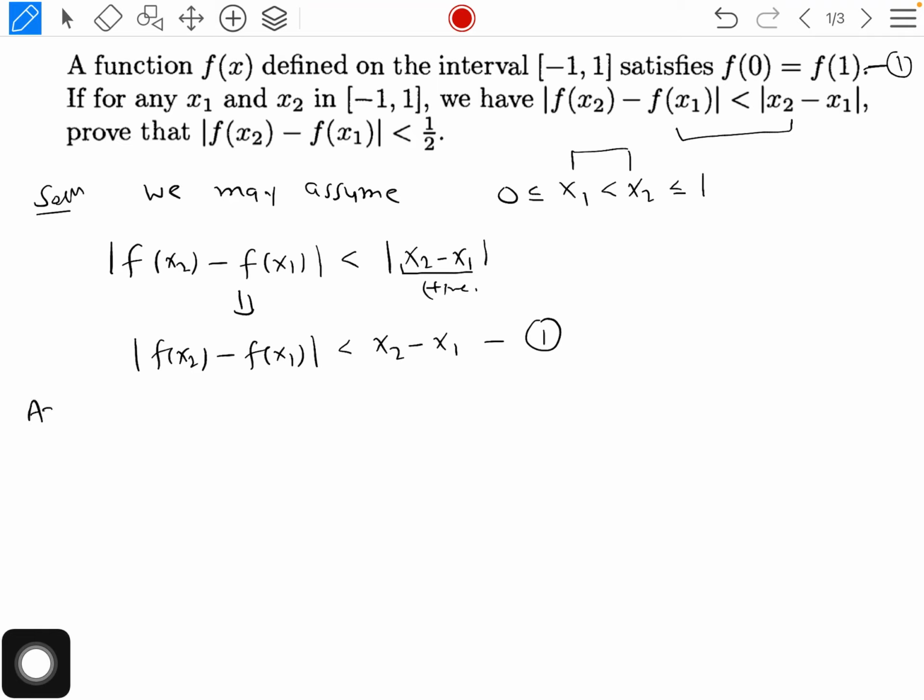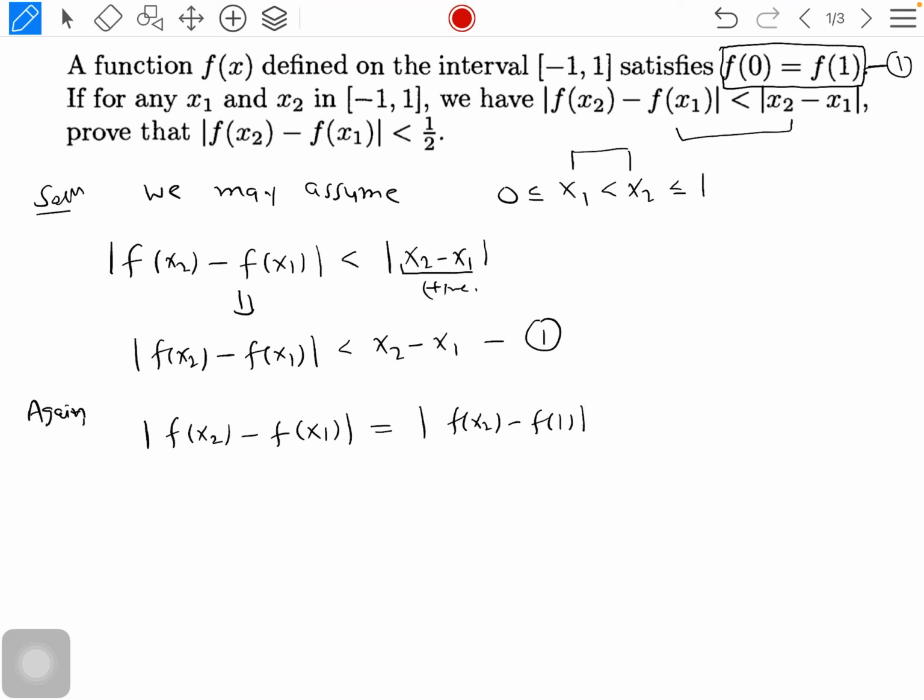Again, you are given one more piece of information. Look at the first line of the question: f(0) equals f(1). The function takes the same value at 0 and 1. So I am going to use this information, starting with the same stage. Mod of f(x2) minus f(x1) can be written as f(x2) minus f(1) plus f(0) minus f(x1), because f(1) and f(0) both have the same value.